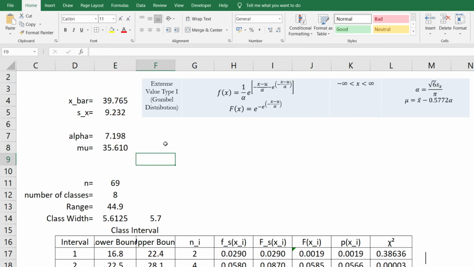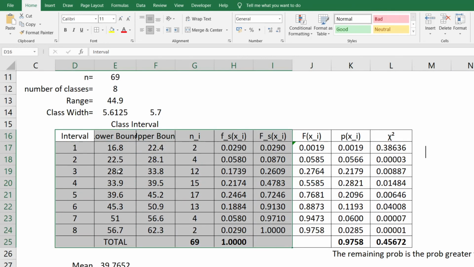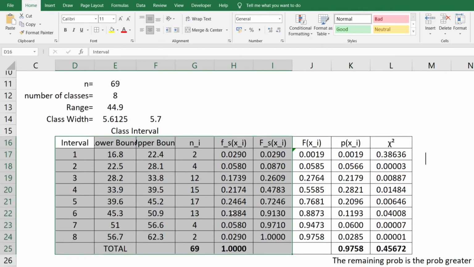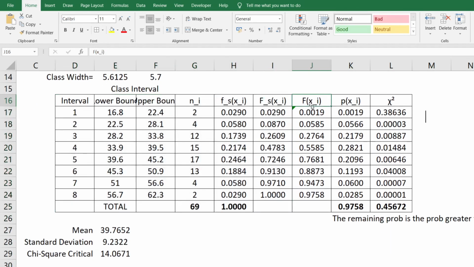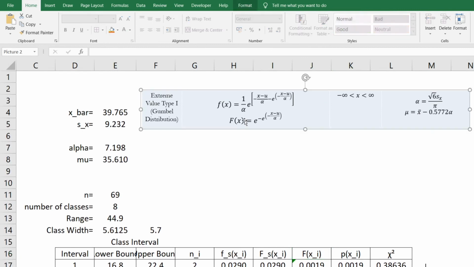So, kapag alam na natin yung mu and alpha, wala na tayong problema. Because itong column na to, naka-shade ngayon, parehas lang yung sa ginawa natin from the normal distribution. Ang magkakaiba lang dito ay sa last 3 columns natin. Dito, f of x sub i, ang gagamitin natin is the Gumbel. Given naman na tayo ng formula, ito na.